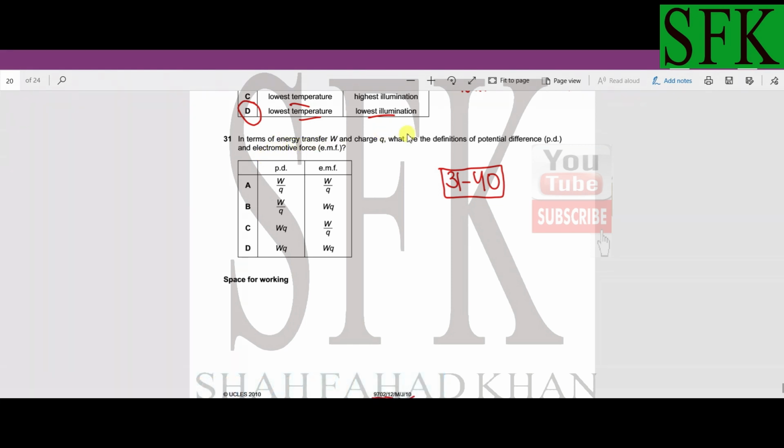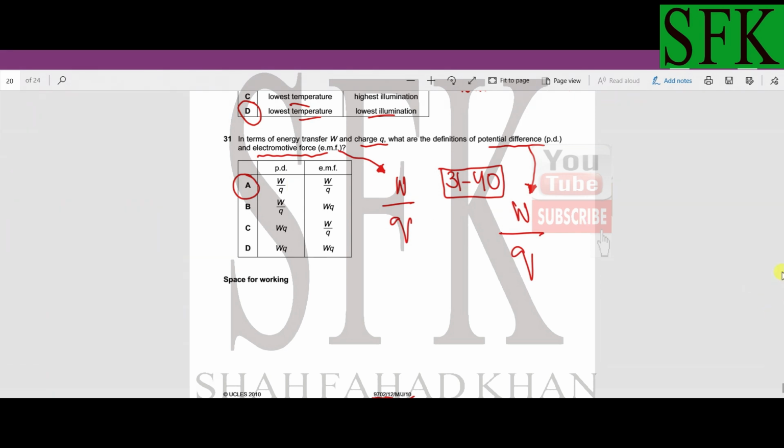In terms of energy transfer and charge, what are the definitions of potential difference and electromotive force? Potential difference is when electrical energy gets converted into other forms of energy, whereas EMF is when other forms of energy are converted into electrical energy. This is the work done per unit positive charge to move it around the circuit, and this is the work done by a charge as it moves across the circuit. So this is also work done per unit charge, and this is also work done per unit charge. Both of them will have the same formula.